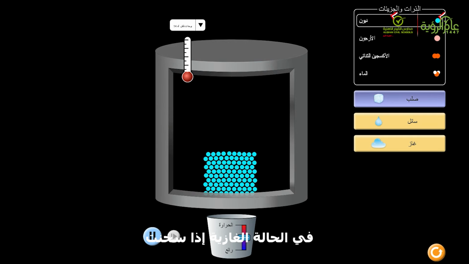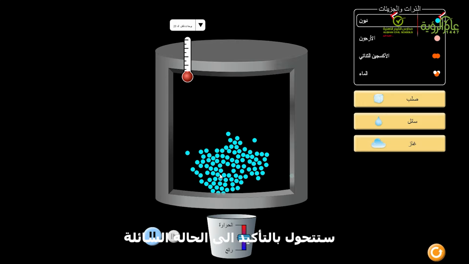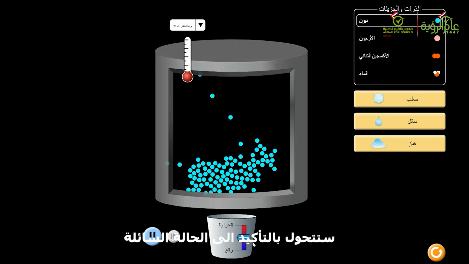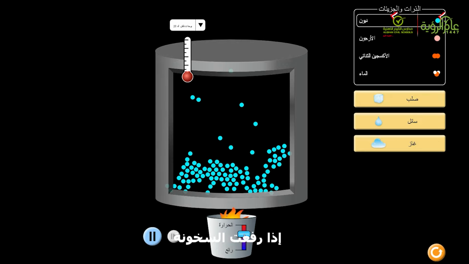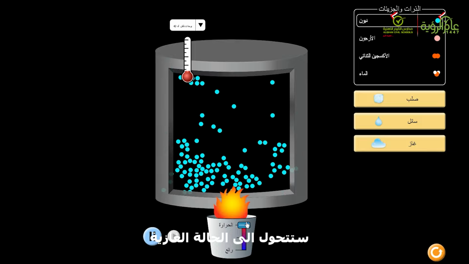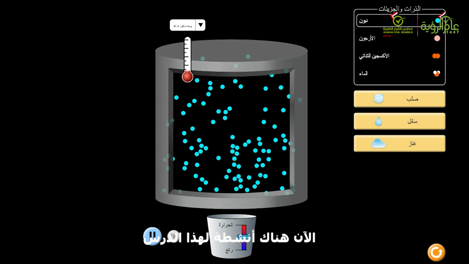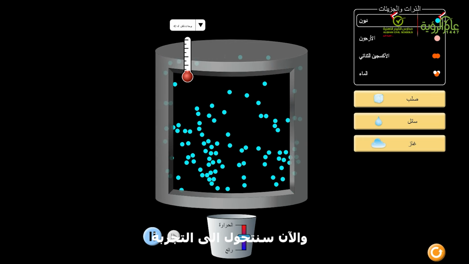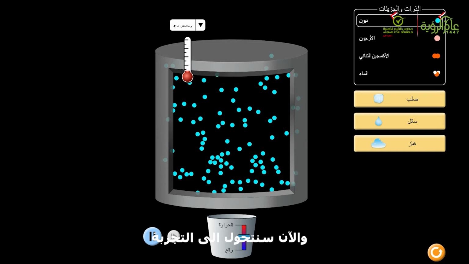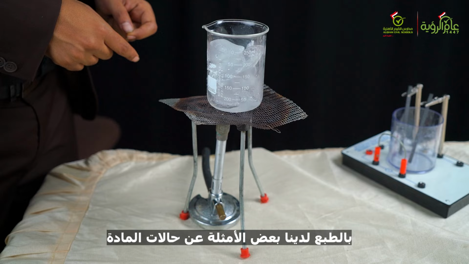Okay. Now in the solid state, if you heat it, it turns immediately into the liquid state. If you raise the heat, it turns into a gas state. Now we will do some activities for this lesson, so we will turn to the experiment. Absolutely, we have some examples of the three states of matter.